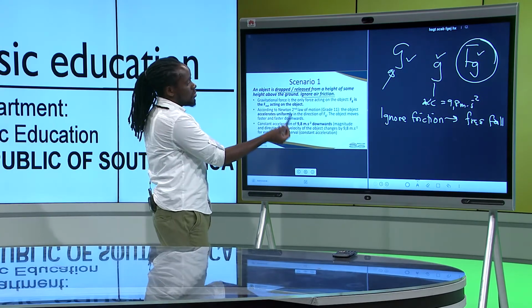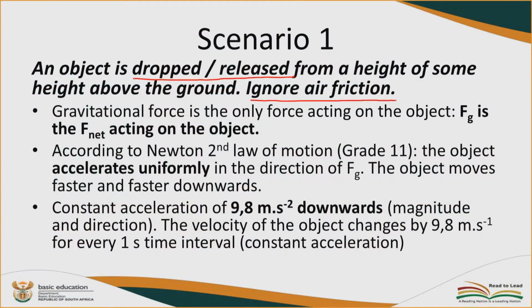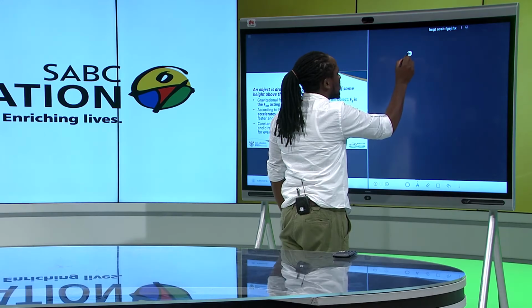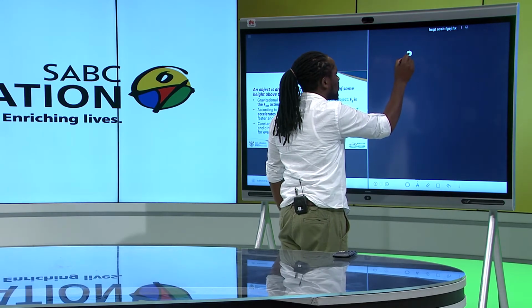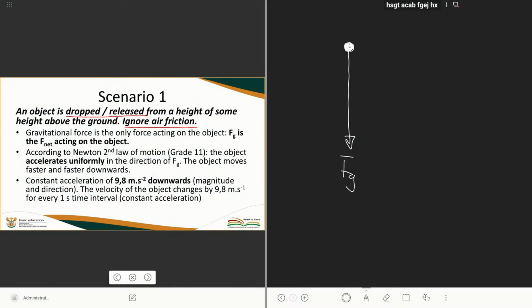Now, gravitational force is the only force, which means Fg is the net force. Now, if we go to our free body diagram, this is the object under consideration. We represent it as a dot. We know that from grade 11, and then that's our force of gravity, right? Now, gravity is the only force. In other words, the total magnitude of the force is just Fg. So this means that this force of gravity is the net force.